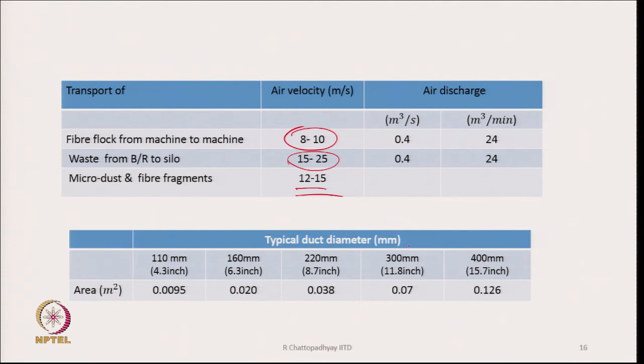And the typical ducts that we use in our blow room line at different locations, there are different ducts. We use 110 mm, 160 mm, 220 mm, 300 mm, 400 mm, all depending on whether you are trying to transport the tufts, or you want to transport the waste from the brood room line, or you want to transport the micro dust. Depending upon that, we can choose the right diameter of the transport pipes. So, some typical values are given here.